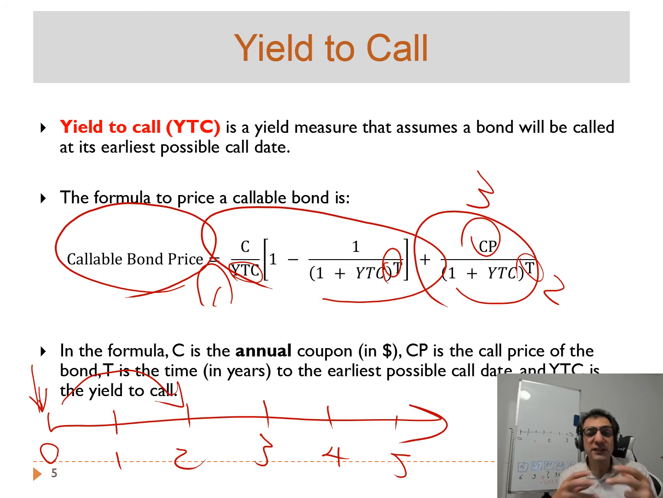So you can use these features, and for sure you can calculate the YTC using your calculator. The calculation is the same. Just make sure you are using the updated numbers based on what we argued here. And then based on that, you can calculate YTC, which in your calculator will be I per Y.